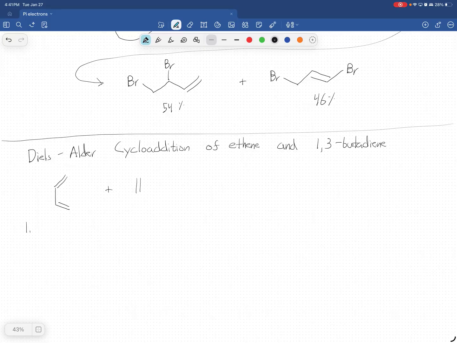Okay, so this is called 1,3-butadiene. Here it has 4 pi electrons. So there are 4 electrons in the pi bonds, okay? So this is a diene. All right, ethene here. How many pi electrons are in ethene? Yeah, 2. Good. Just 1 pi bond, so 2 pi electrons. Very good.